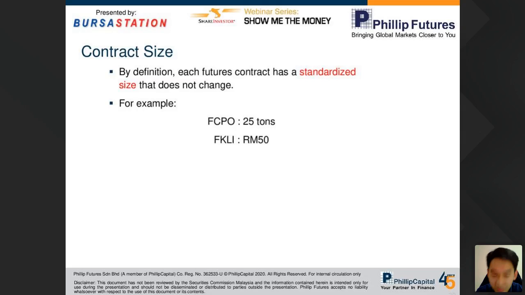In futures contracts you usually trade 1 lot, 2 lots, and 3 lots, whole numbers. Can you trade a fraction of the contract, like 0.5 or 0.1? No, you can't do that. You must trade in whole numbers: 1 lot, 2 lots, 3 lots. So by trading 1 lot in FCPO, you're actually trading 25 tons of crude palm oil.